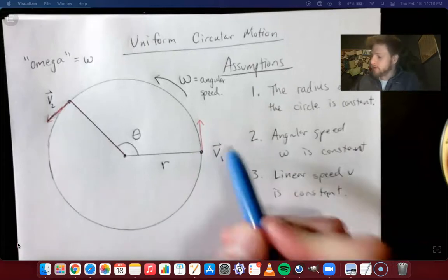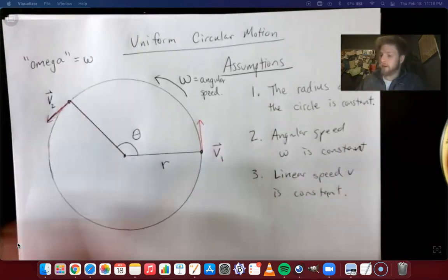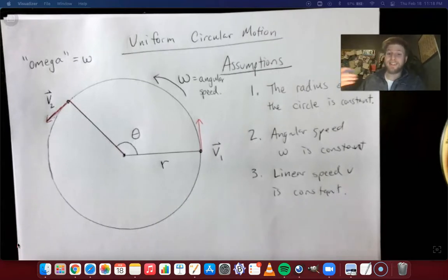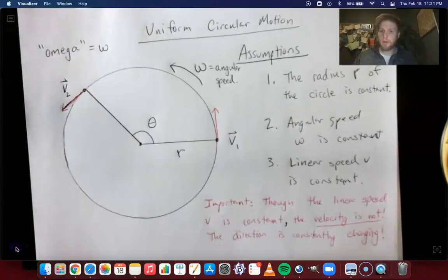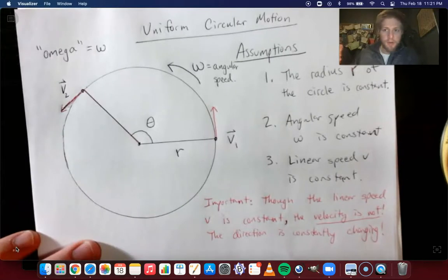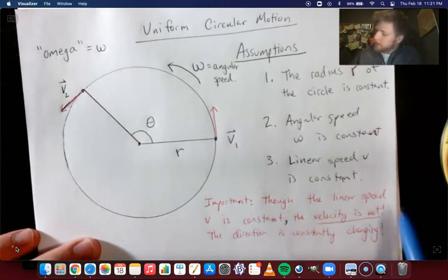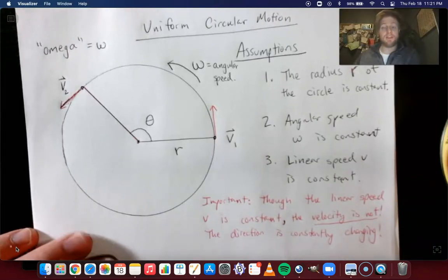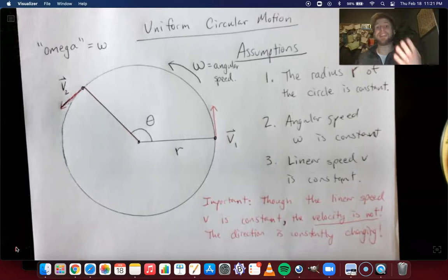Very important, we have changed directions from here to here. So though the speed is staying the same, the velocity is constantly changing. So, important note, make sure you pause and get this down. Though the linear speed v is constant, the velocity is not. The direction is constantly changing. So that's going to lead to us having acceleration, which we'll get to shortly.